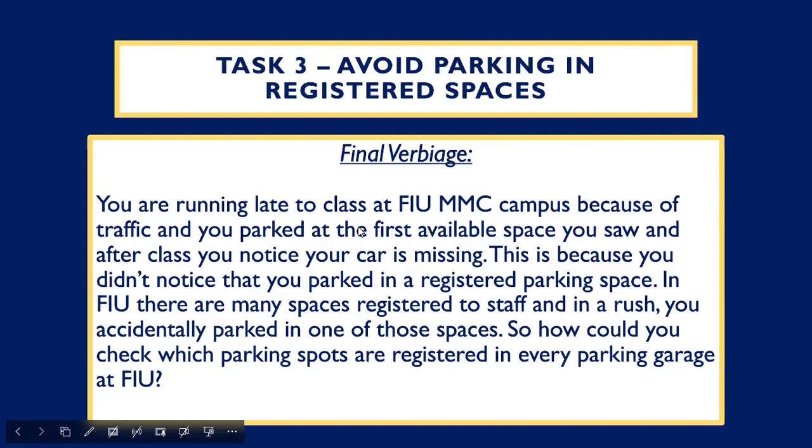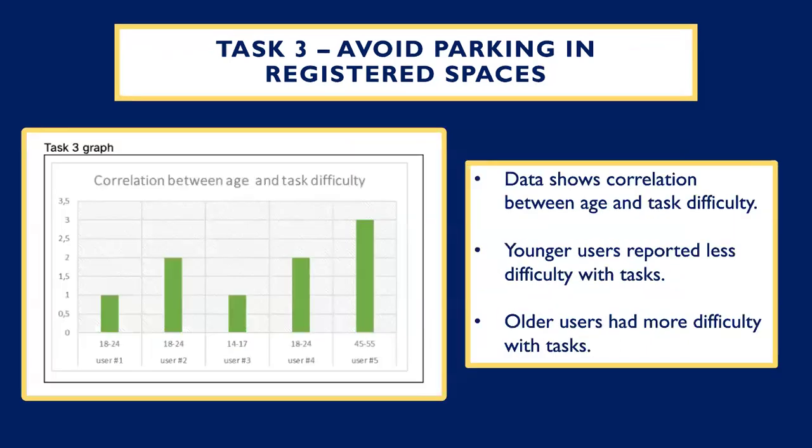Hi, my name is Valeria Ramirez, and I'm going to be covering tasks 3 and 4. Task 3 was about avoiding registered parking spaces. Our final verbiage was: you're running late to class at FIU MMC campus because of traffic, and you park at the first available space you see. After class, you notice your car is missing. This is because you didn't notice that you parked in a registered parking space. At FIU, there are many spaces registered to staff, and in a rush, you accidentally park in one of those spaces. So how could you check which parking spots are registered in every parking garage at FIU?